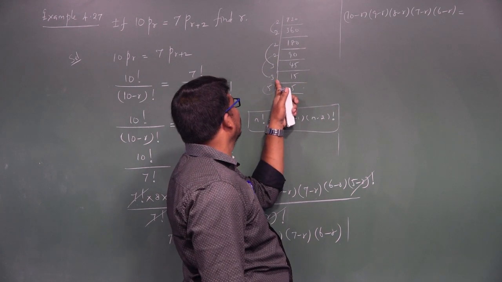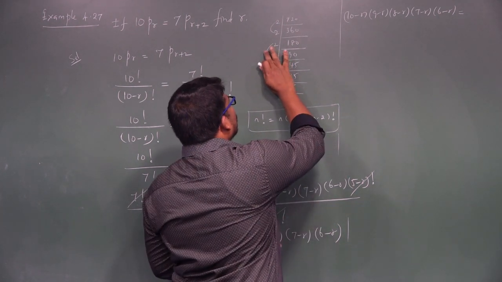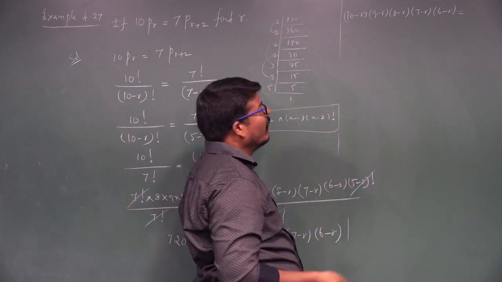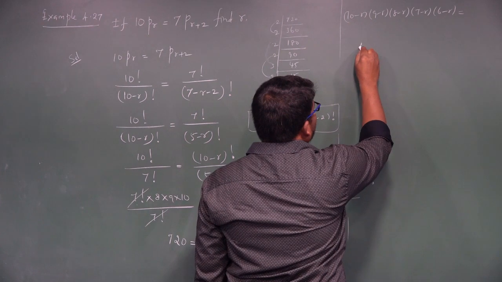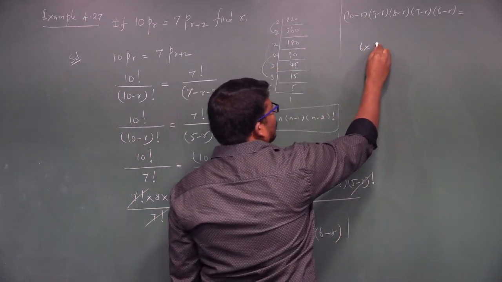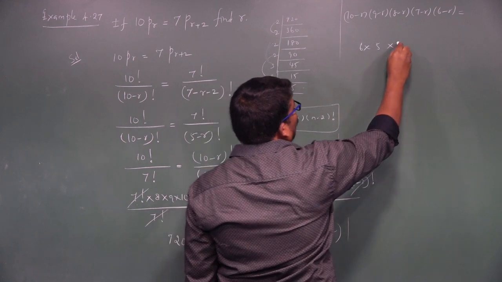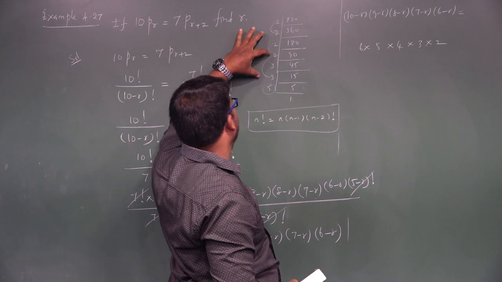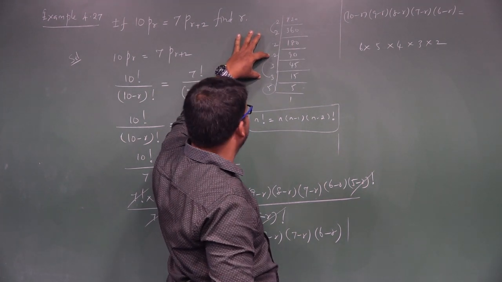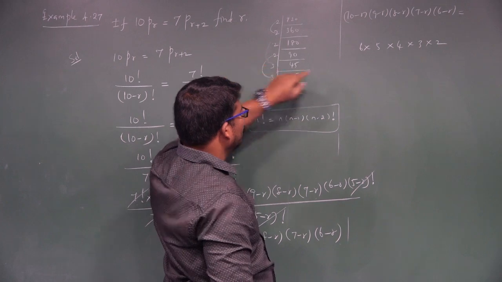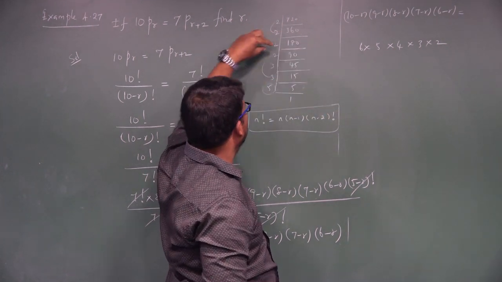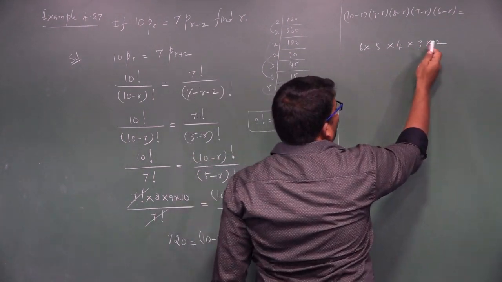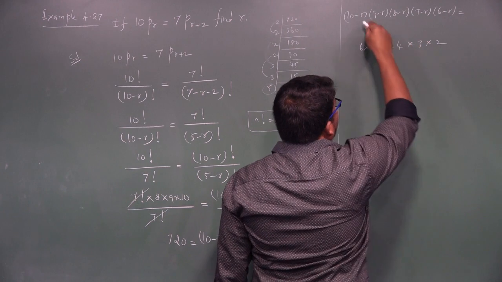So 2 3s are 6, next 2 2s are 4, and next 3 into 2. Now split the value into 5 terms: 6 into 5 into 4 into 3 into 2. First one 3 2s are 6, next one 5, next one 2 2s are 4, next one 3, and next one 2. That is 1, 2, 3, 4, 5 terms, equating one.